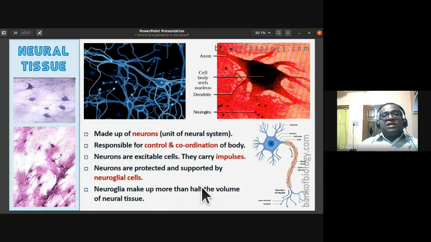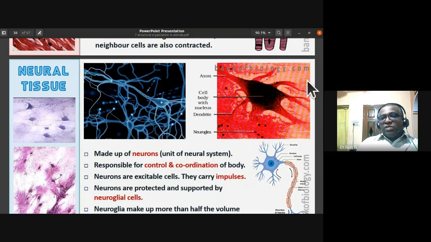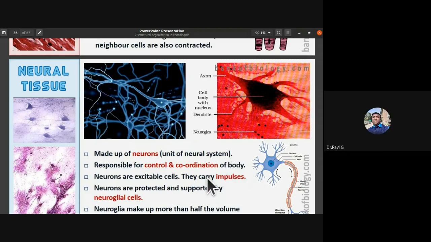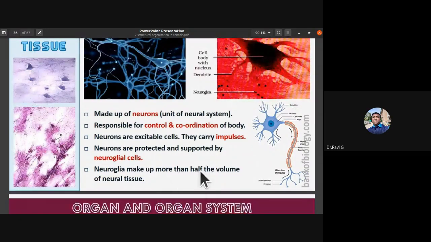Neurons are protected and supported by neuroglial cells. They have cells around them. You can see the neuroglia in the permanent slide of it, the neuroglia cells surrounding the neurons.